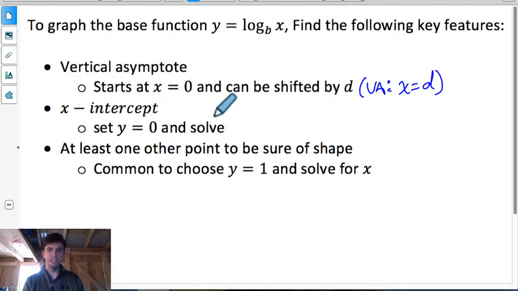And then to get a good shape of the graph, we're going to get 3 other points. We're going to get the x-intercept, and we can find that by setting y to 0. And then we're going to get two other points. With logarithmic functions, we actually don't choose x values. We actually choose y values. We choose values for y and then calculate x. Let me show you why.